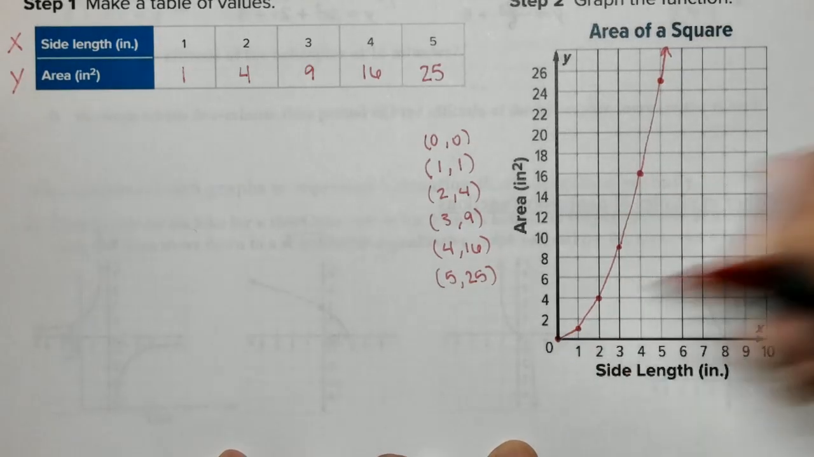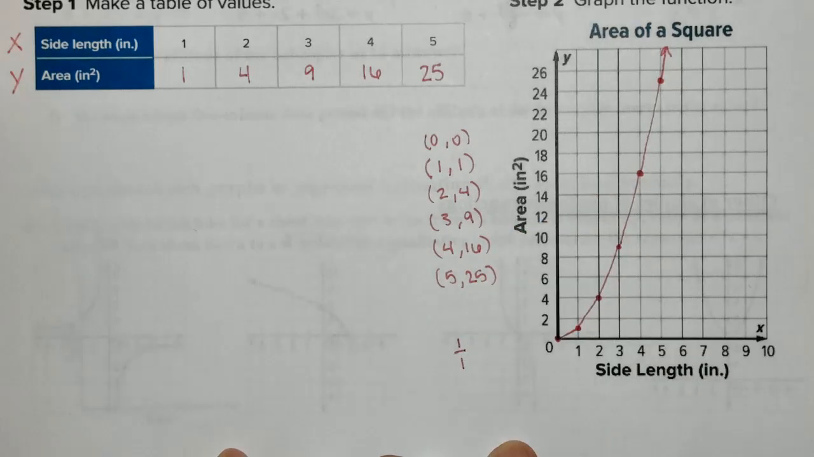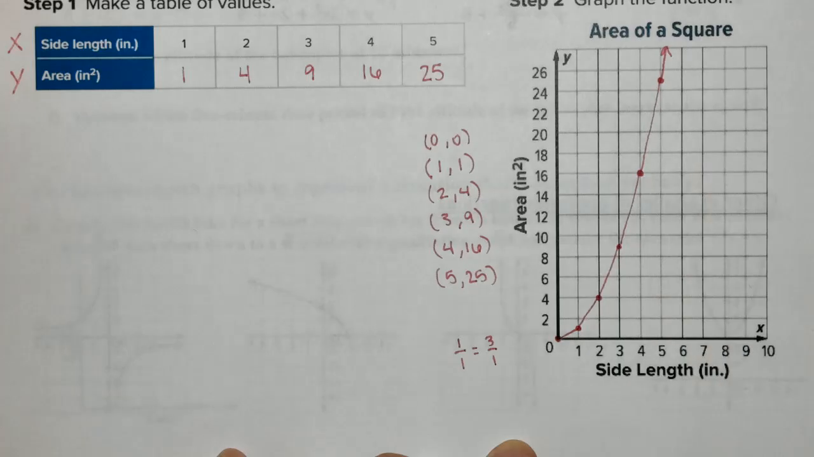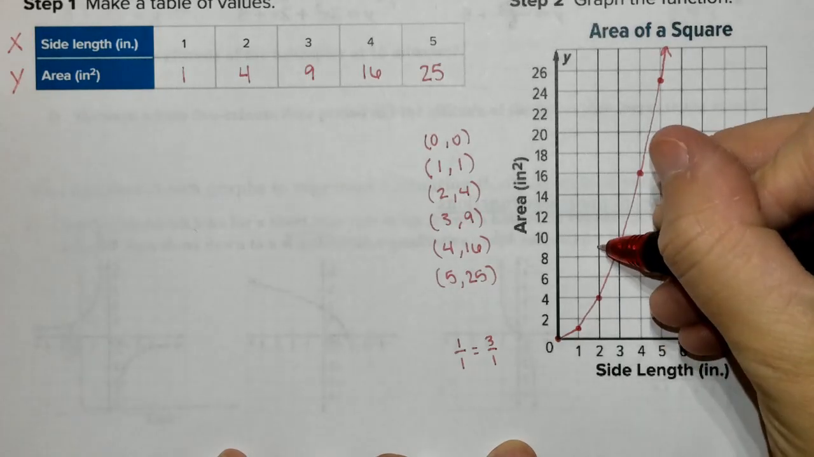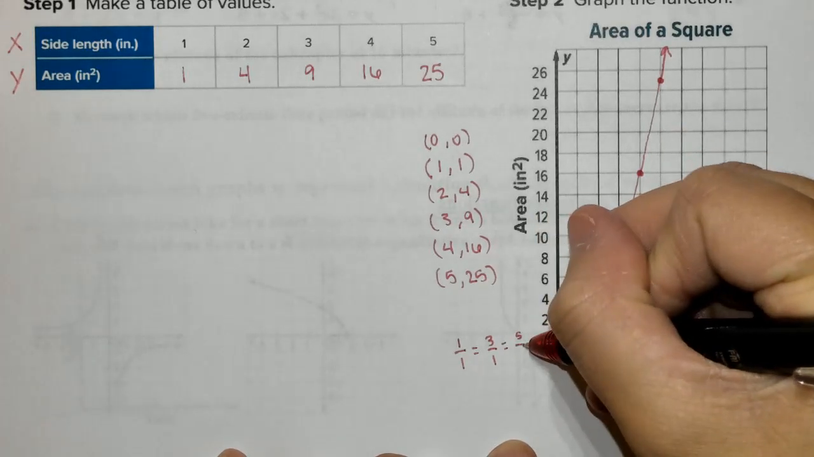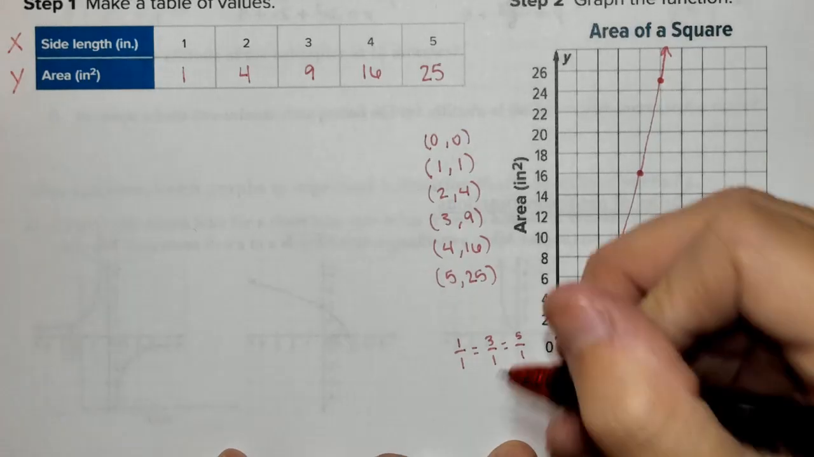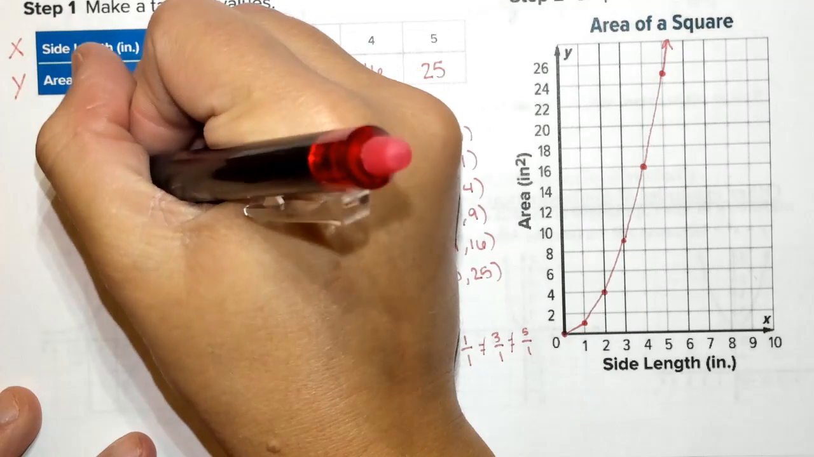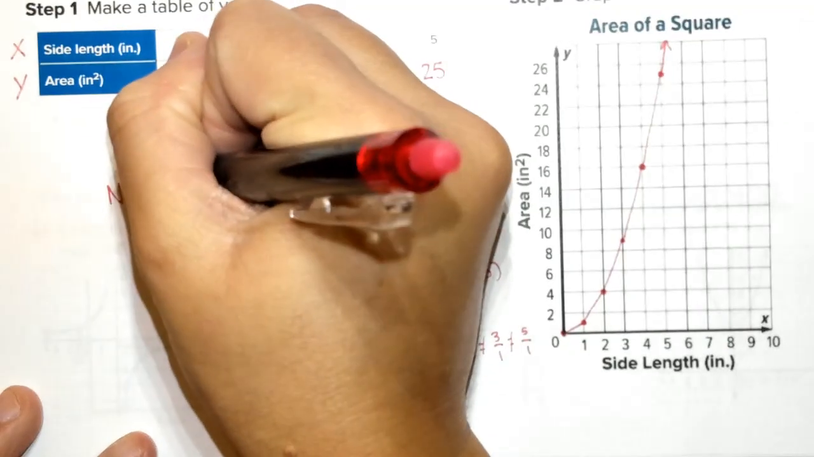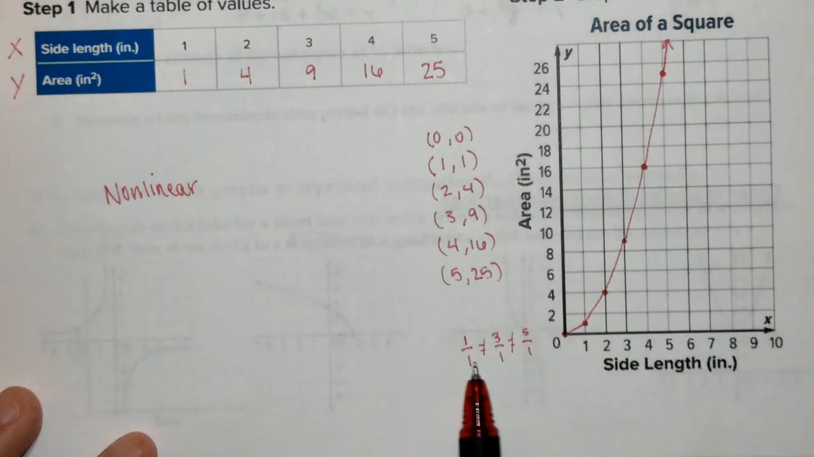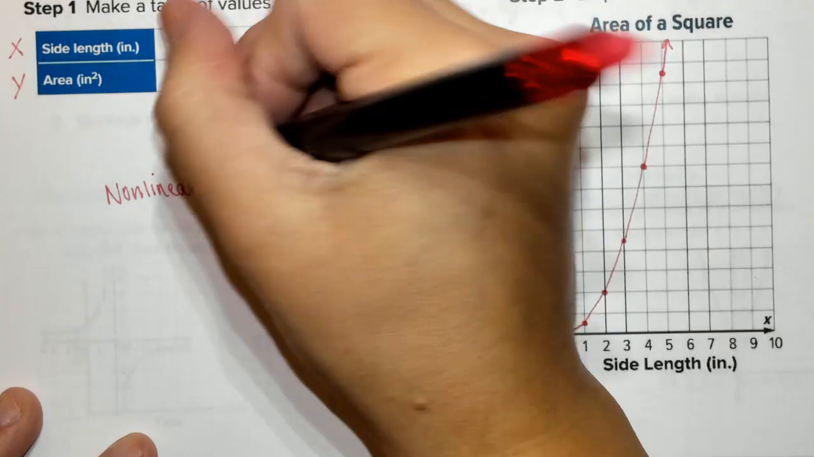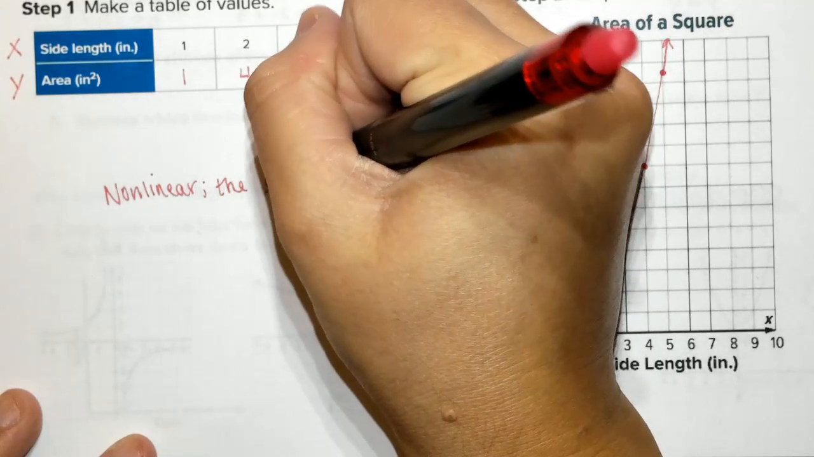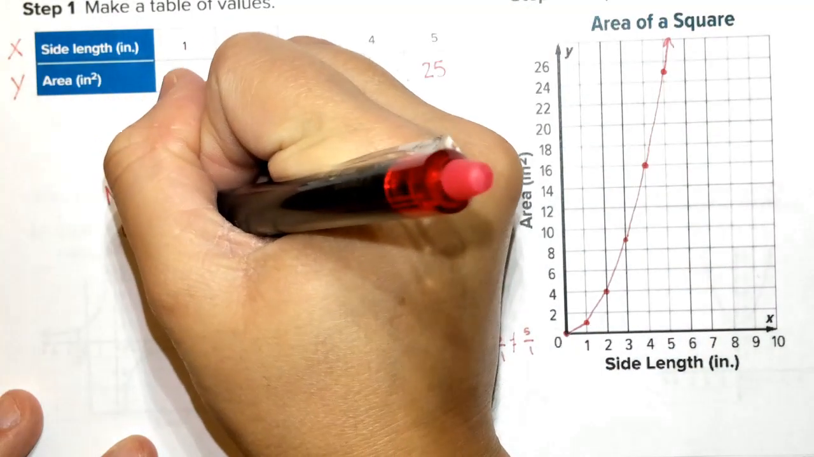So from here to here, we go up 1 over 1. From here to here, we go up 3 over 1. From here to here, we go up 5 over 1. All of those are going to be different slopes, so different rates of change. We would say it's nonlinear for 2 reasons. 1, because the slope or the rates of change are not constant because they are not the same. Or for this one, because it's a graph, we can just say the line is not straight in this case.